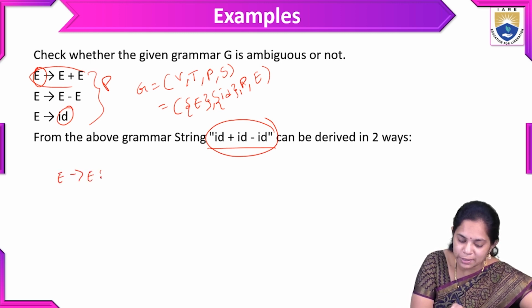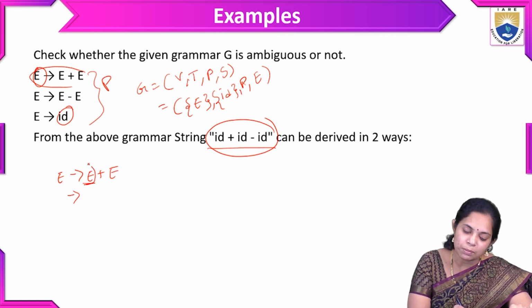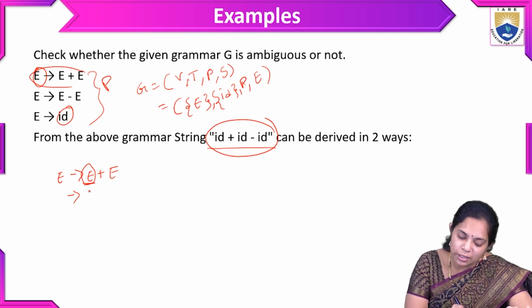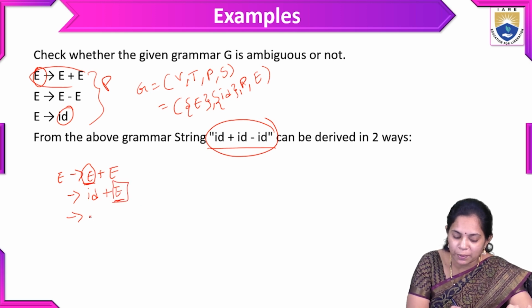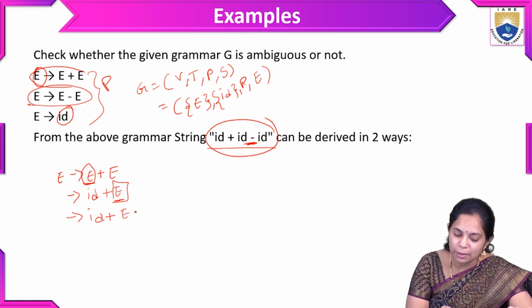E goes to E plus E. If you take the leftmost derivation, we have to replace the leftmost non-terminal with terminal symbols. So here in the leftmost derivation, we get ID, and after this we have only one non-terminal. We have to replace this one with ID, and here we require the minus symbol. Is there any production rule with the minus symbol? We have to replace it with E minus E.